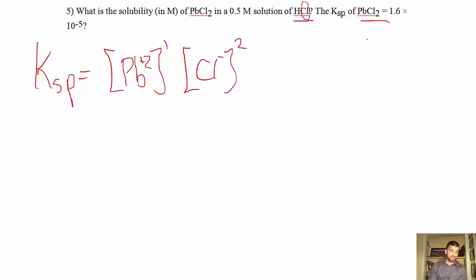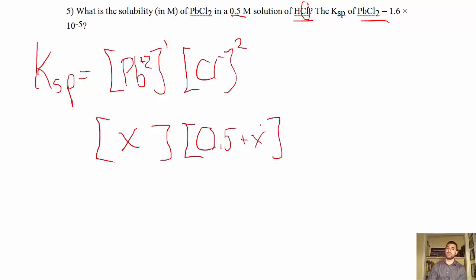Now, molar solubility for this, let's think about this. We start with no Pb, and we're going to add a certain amount, so we're going to have X amount. The chloride ion starts with, what's it say, 0.5 molar, and it's going to get 2X more, because let's think about this. We got PbCl2, so for every Pb we add, 2 more Cl⁻.